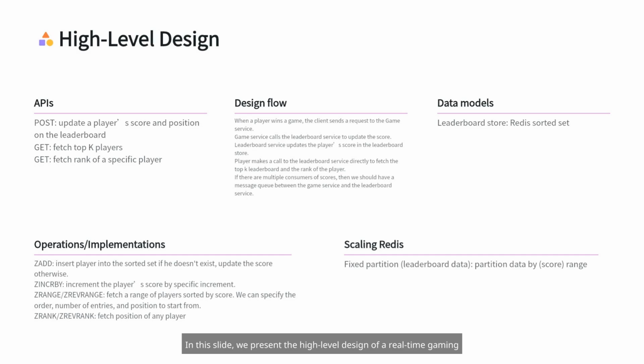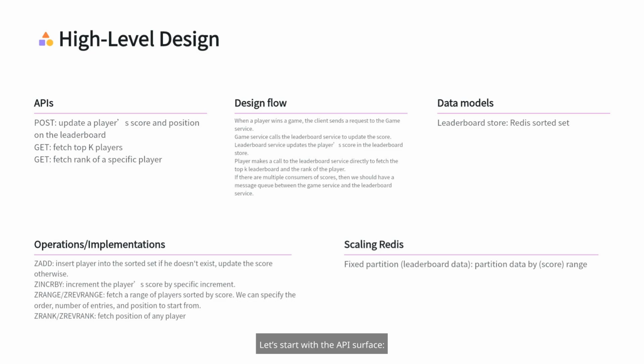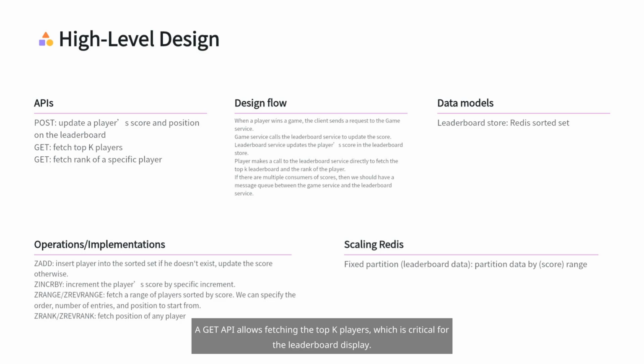In this slide, we present the high-level design of a real-time gaming leaderboard system, the kind you'd find powering competitive games like Fortnite, Call of Duty, or FIFA. The system needs to support real-time score updates and fast reads for leaderboard rankings. Let's start with the API surface. We expose a POST API that updates a player's score and position on the leaderboard. A GET API allows fetching the top K players, which is critical for the leaderboard display. Another GET API fetches the rank of a specific player, which is useful for showing a user's relative performance.